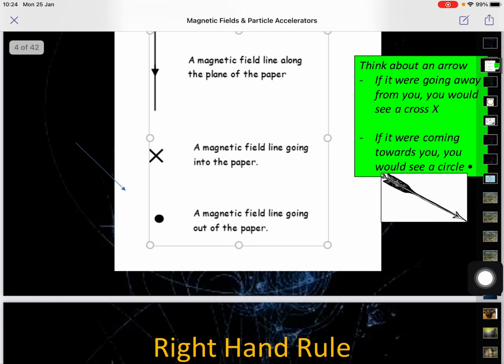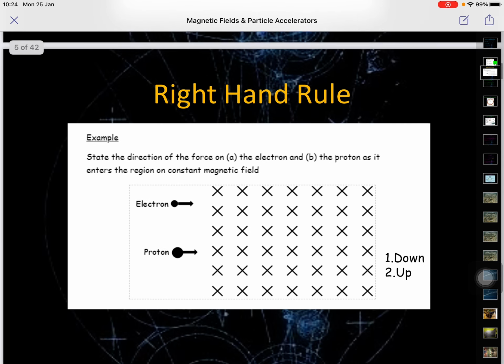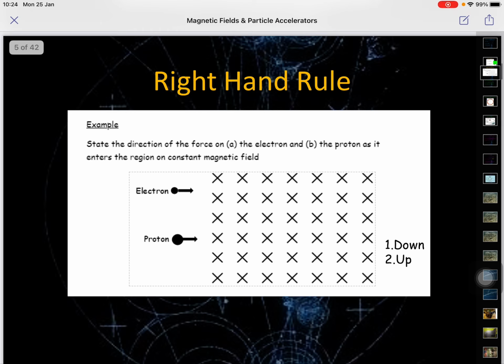Hopefully this will make a bit more sense shortly. I know it's a lot to take in, but here's an example, and I'm hoping this is where it will start to come together. Before we look at the question, all of these crosses together are saying that there's a magnetic field present and it's going into the page. We can see those crosses like the back of a bow and arrow, and that tells us that the field is going into the page.